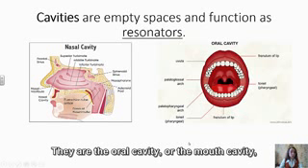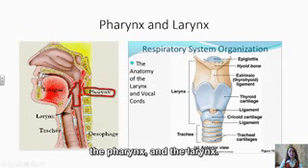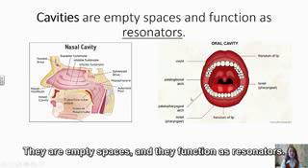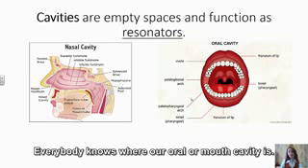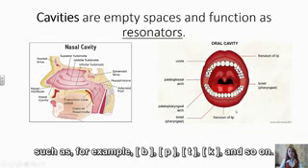They are the oral cavity or the mouth cavity, the nasal cavity, the pharynx, and the larynx. They are empty spaces and they function as resonators. Everybody knows where our oral or mouth cavity is. There we produce our oral sounds, such as, for example, b, p, t, k, and so on.